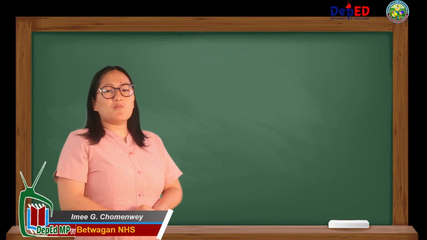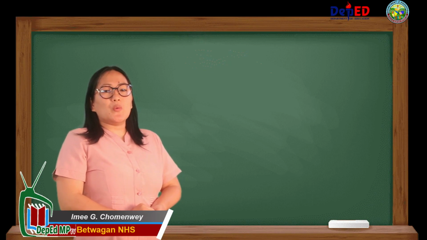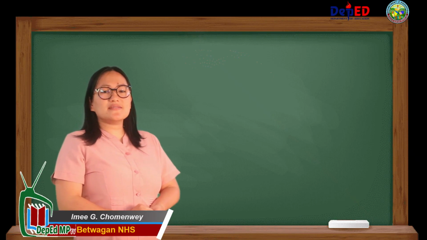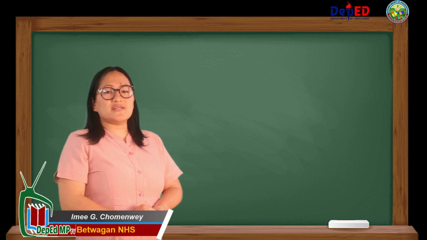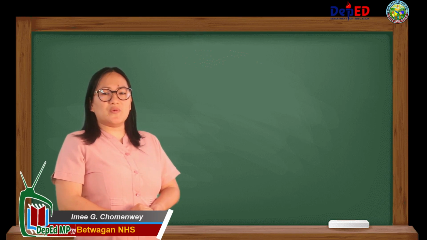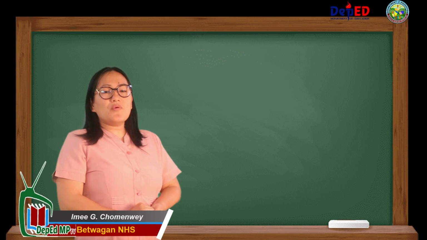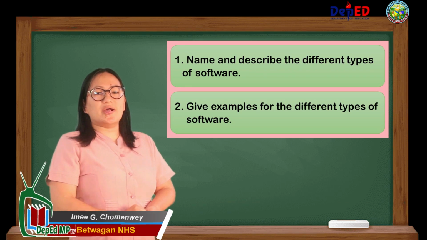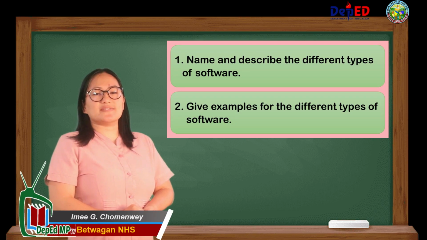Because of the challenges brought about by this pandemic, we are spending much time with our gadgets, cell phones, tablets, laptops, and desktops. You have been working with different softwares in your computers. Today, we are going to identify what types of softwares we are using. After going through this lesson, you are expected to name and describe the different types of softwares and give examples for the different types of softwares.